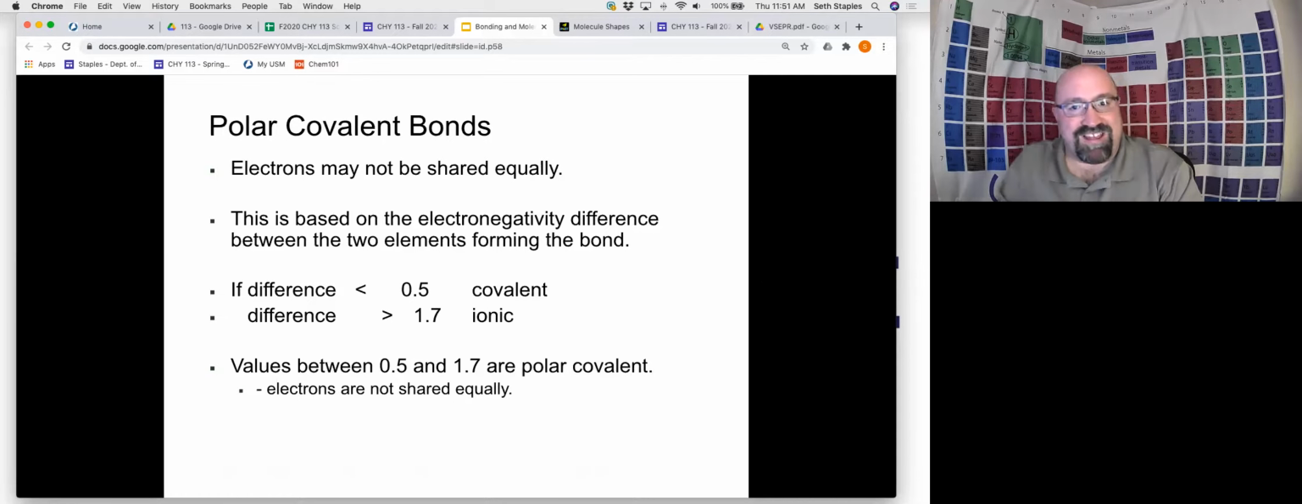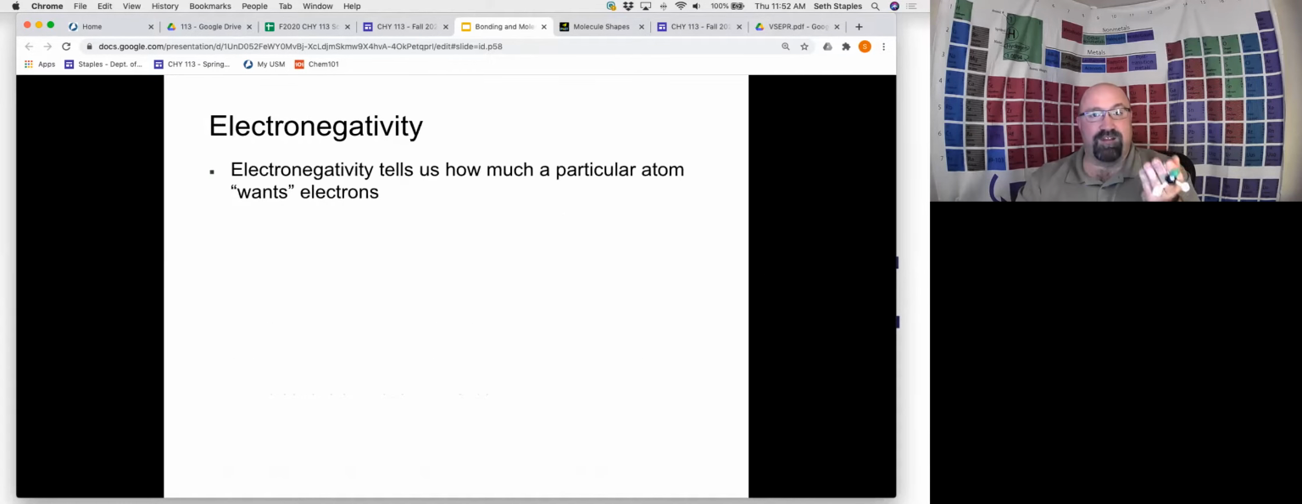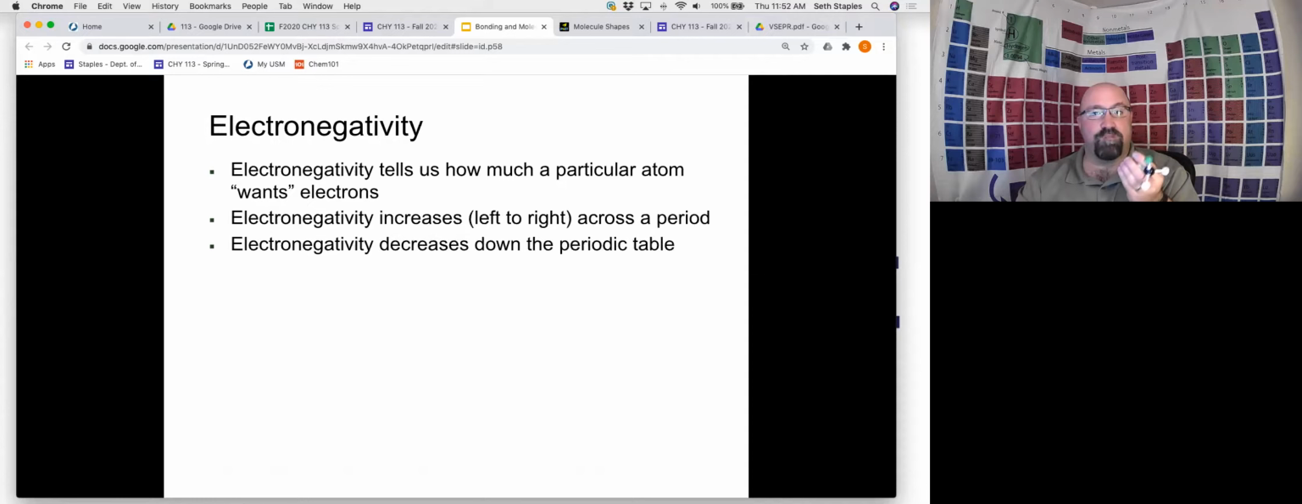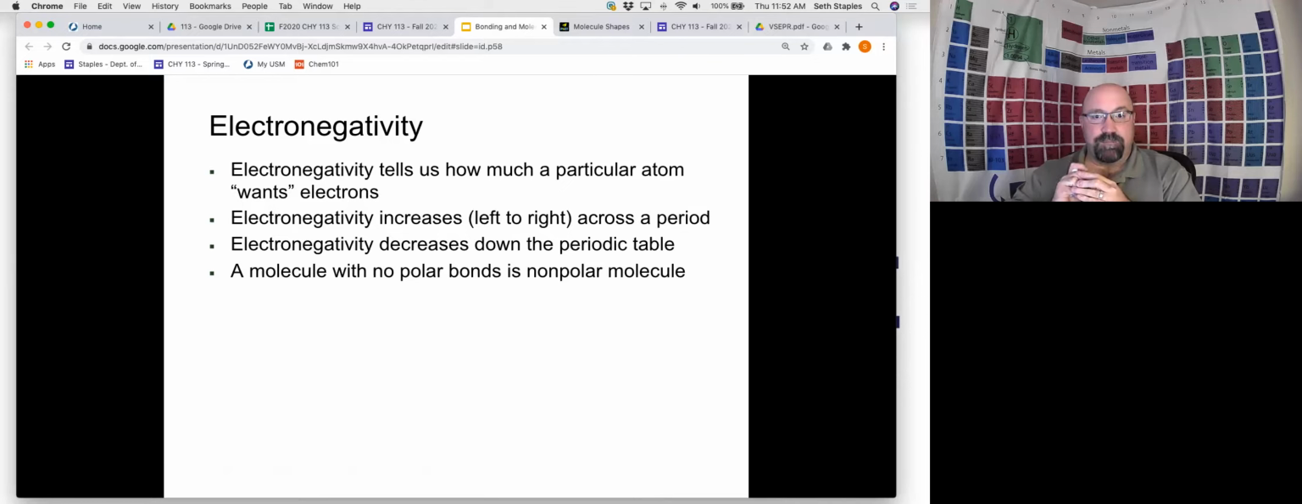If the difference is less than 0.5, purely covalent, above 1.7 or sort of that range, we call it ionic, looking at electronegativity differences. In between there, that's our range of polar covalent, where the electrons that make up the bond are not shared equally. And we start to get a little bit of a negative charge building up. Remember, electronegativity increases left to right and decreases down the periodic table.